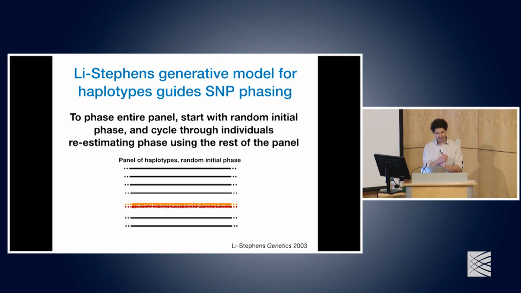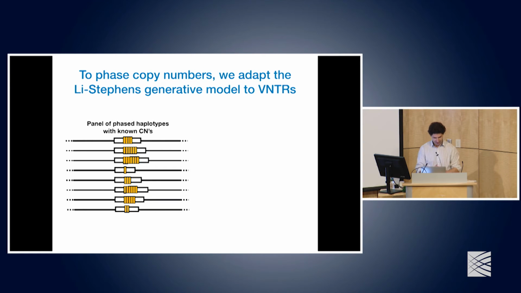That's how you take a collection of diploid individuals and come up with an estimate for their phase. Now we want to go from SNPs to copy numbers. So to phase copy numbers, we're going to adapt this Lee-Stevens generative model to a model for the VNTR setting. For SNP phasing, the haplotypes were represented by sequences of zeros and ones. In the VNTR setting, each haplotype consists of a SNP sequence of zeros and ones surrounding the VNTR, together with a VNTR copy number.